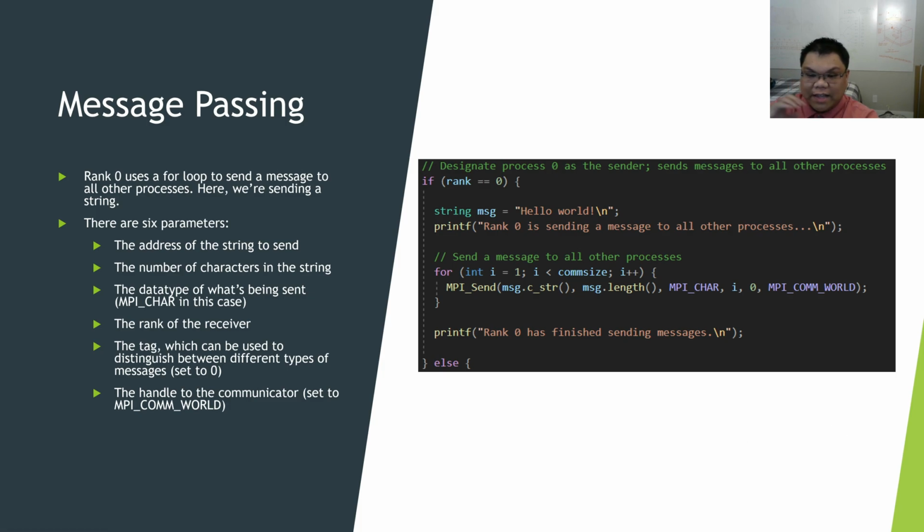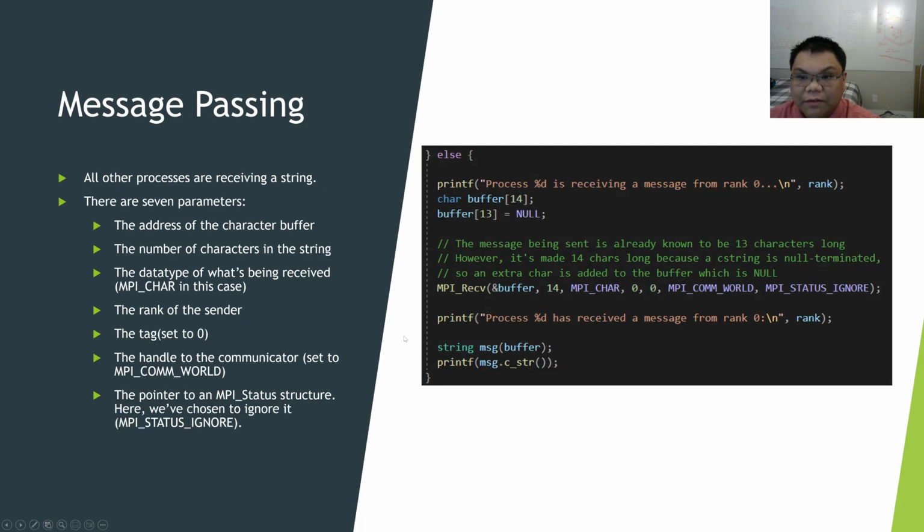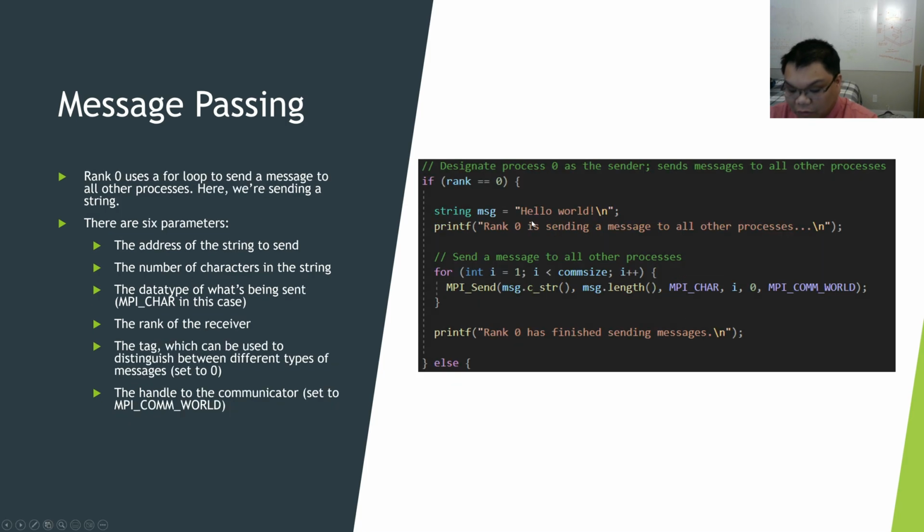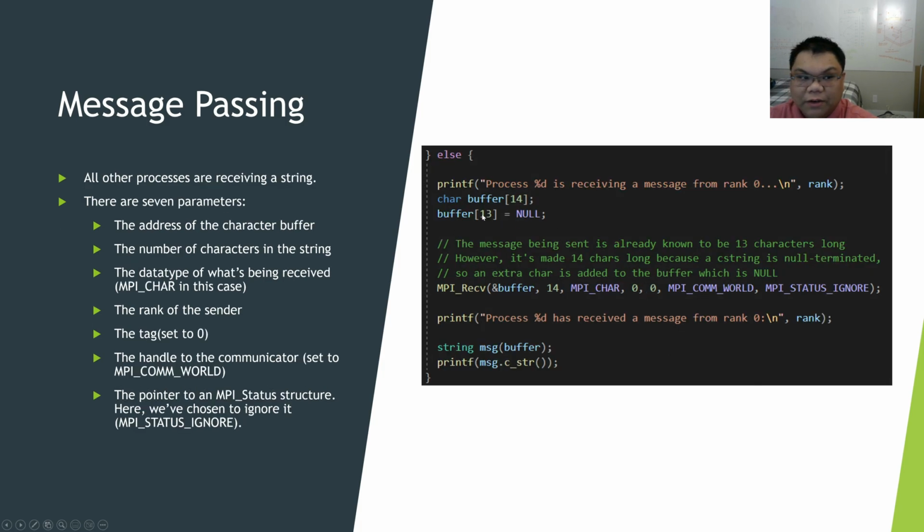And that's just the sender. For the receive, this is going to be the else section of the if statement. Here we're going to set it up such that we receive our message and put it in a character buffer of 14 characters. So if you look closely at the hello world message here, you'll notice that it's 13 characters. HELLO is 5 characters, world is 5 characters, but then you have to add a character for the space, the exclamation point, and the new line character. So that's 13 characters. So why is it 14?